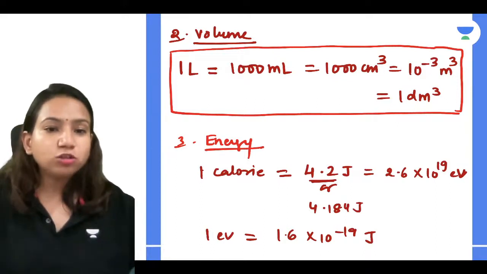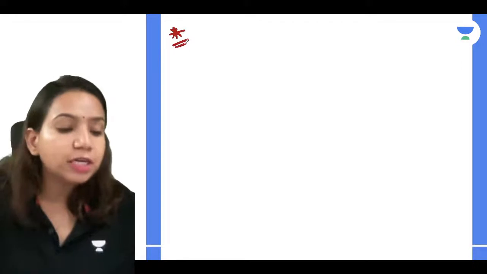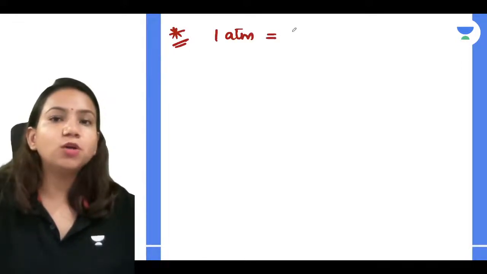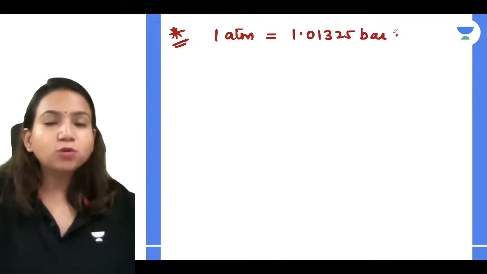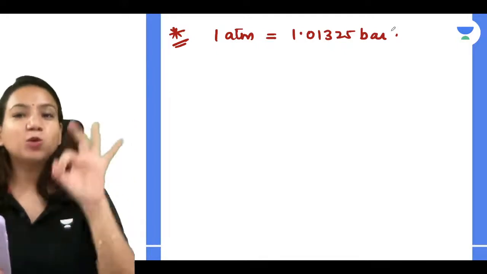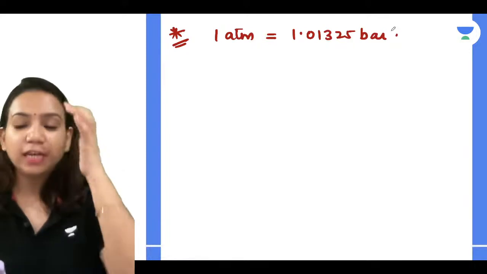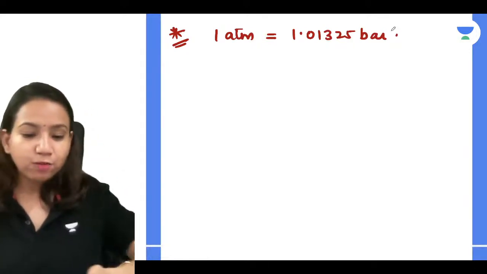So for pressure also you have the different units, and sometimes in the numericals you have to convert it. How will you be converting it? So 1 atm is equal to, guys, 1.01325 bar. So tell me, guys, which one is a bigger unit, atm or bar? If 1 atm is equal to 1.01325 bar, which one is a bigger unit, atm or bar? Tell me, everyone.